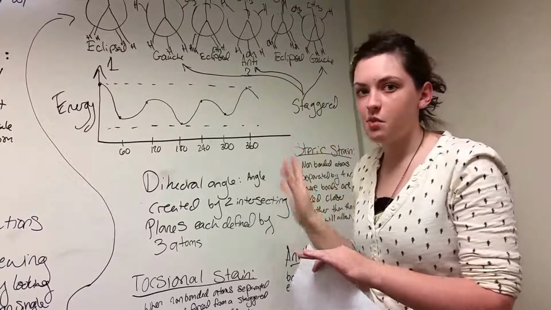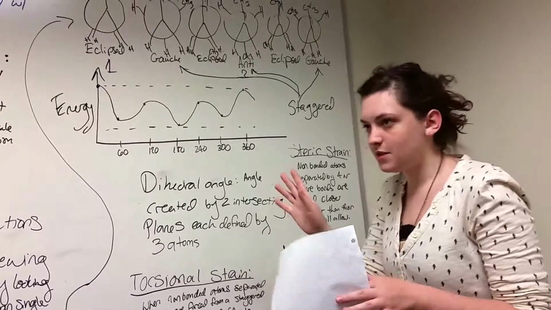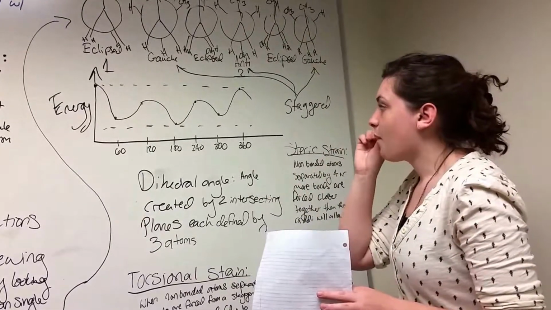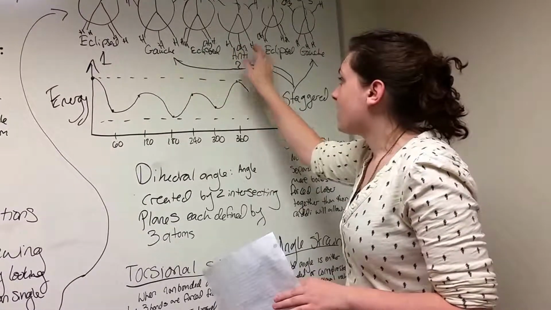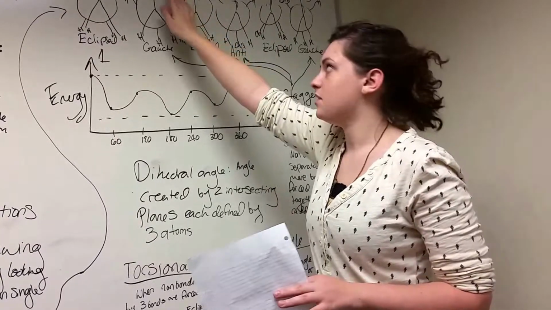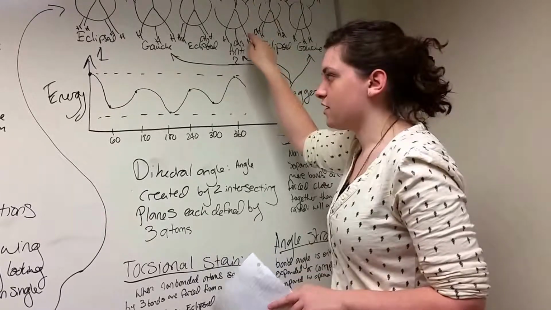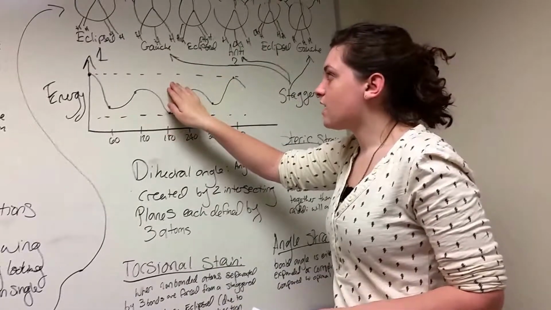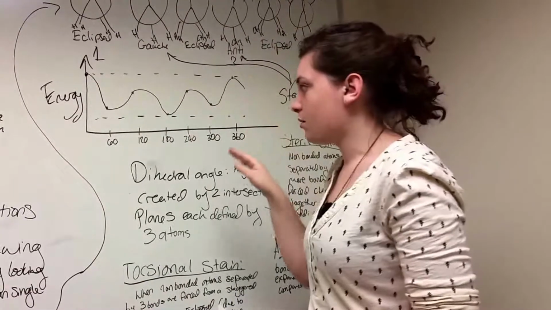Because there's more than just hydrogen substituents, we have methyls as substituents in here. We can talk about what different names we use. We have gauche and anti. Gauche is when the methyls or the substituents are about 60 degrees apart, and anti is when they're 180 degrees apart. As you can see, this energy diagram follows the order of these Newman projections.